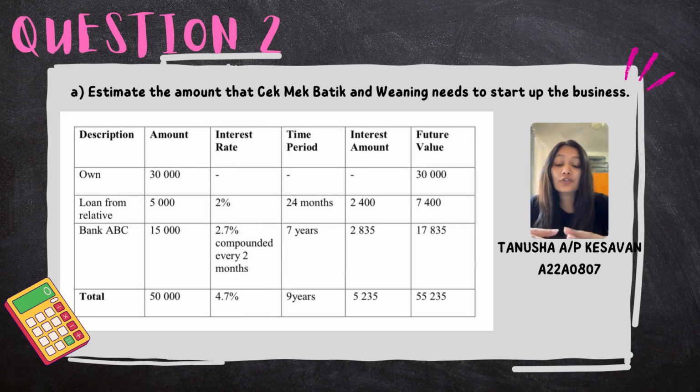The question was to estimate the amount that Batik and Weaving needs to start up the business. So, as the table given, we can know that there are 3 descriptions, which are own, loan from relative, and Bank ABC. Firstly, for the own, the amount was 30,000, followed by the interest rate, time period, and interest amount are 0, and the future value was 30,000 too.